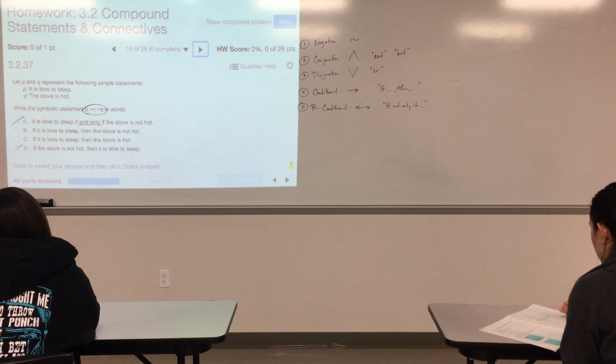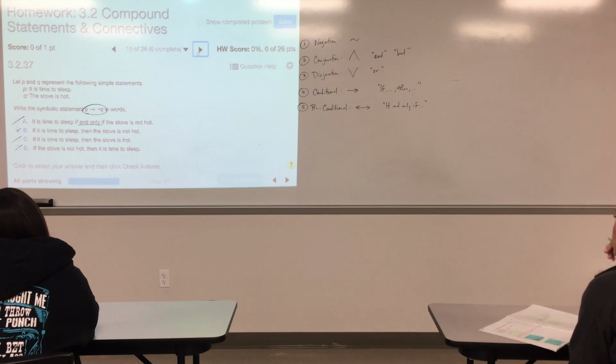The stove is not hot, which makes C out. B is the correct answer. Does that make sense, guys? It's a little silly. Random jump being put together.